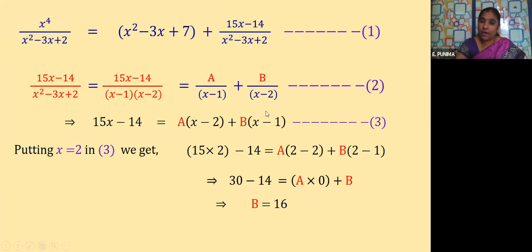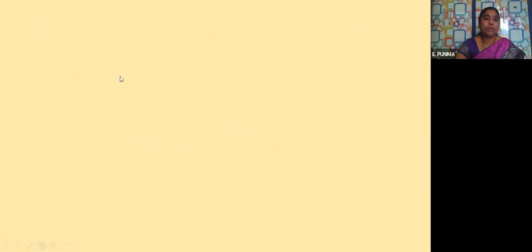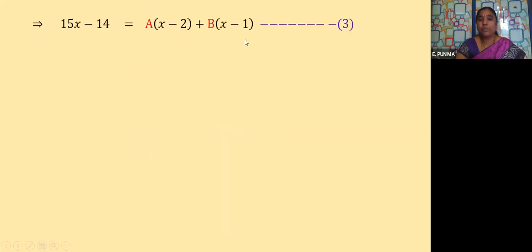Now another linear factor is there with us. What is that? X minus 1. So to eliminate this, how much value should be given here? Tell me, children, how much value should be given here? Yes, you are right. X should be equal to 1. So then only this term becomes 0. Now this is our equation number 3.